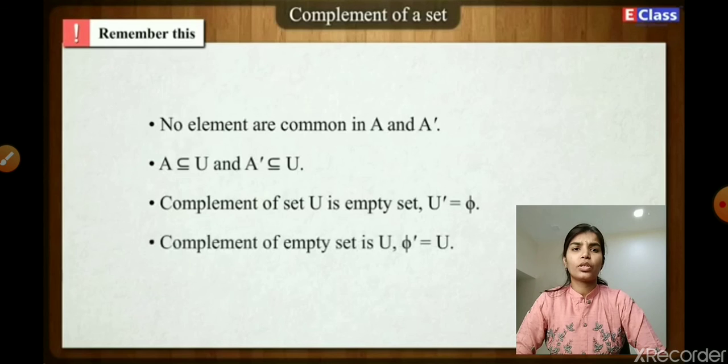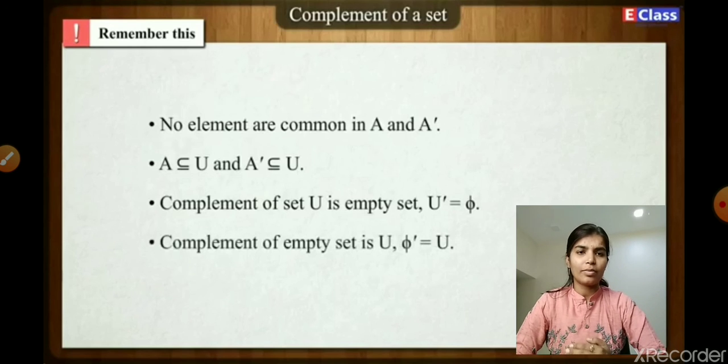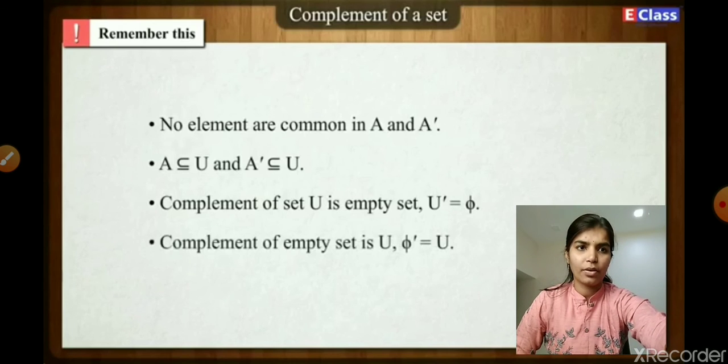Okay. So the complement of the set U is an empty set. When you are taking the complement of U, or U dash, it is an empty set because we are taking the complement with the help of the universal set only. And complement of empty set is U. That means complement of empty set is always U. Okay. So think over these two topics, and if any doubt, then you just contact me. Okay, thank you.